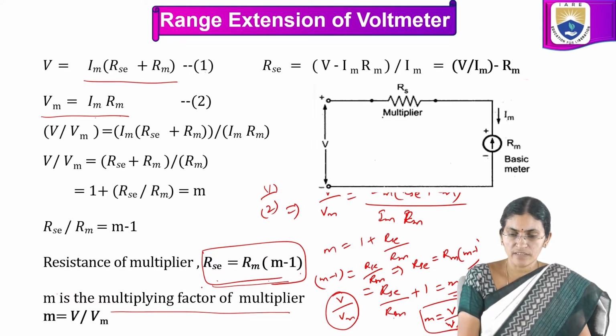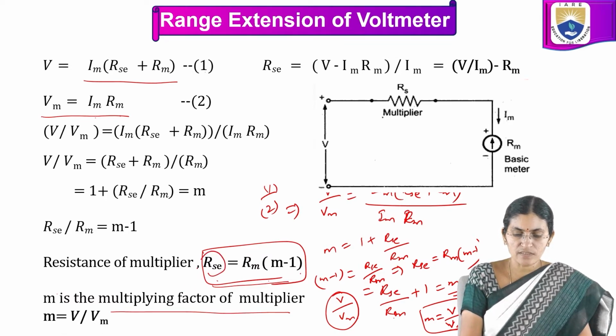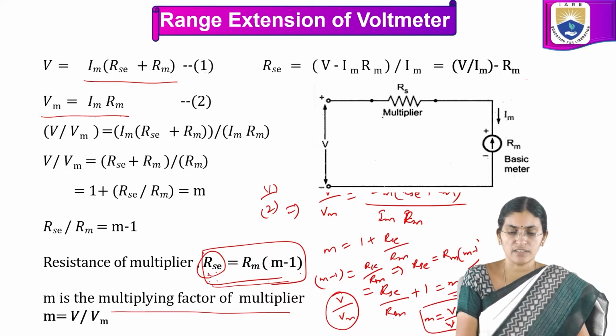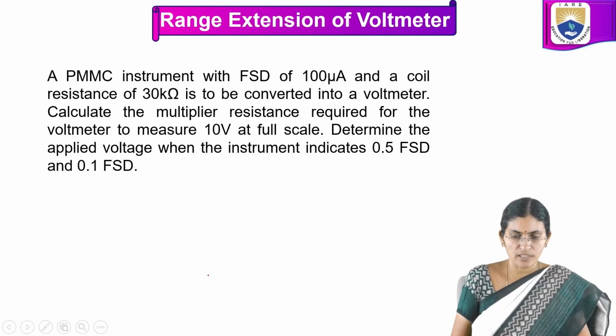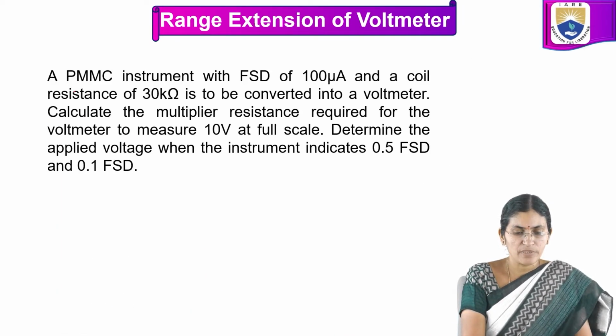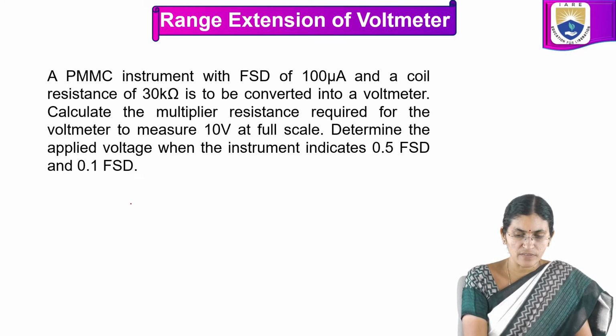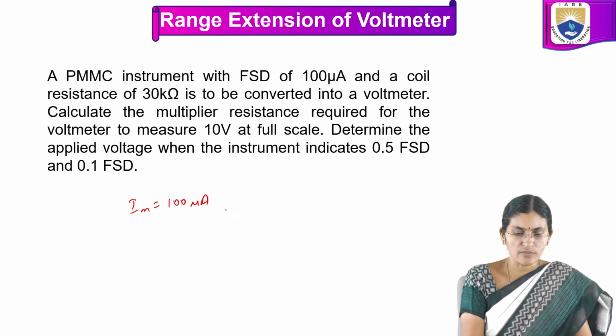So in order to extend the range of the voltmeter, this is the series resistance which needs to be connected. Let us understand this with the help of a problem. A PMMC instrument with full scale deflection of 100 microamperes, so Im is equal to 100 microamperes, and a coil resistance of 30 kilo ohms. Coil resistance means meter resistance.